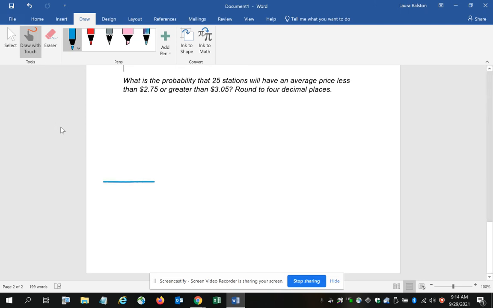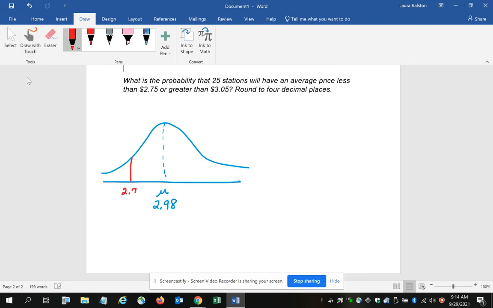Okay, so we have our horizontal number line. Again, it's going to be a normal distribution. The mean is $2.98. We want to be less than $2.75. So 2.75 would be somewhere on the left, and less than is to the left. Then the other option is or, so you have an or, greater than 3.05.